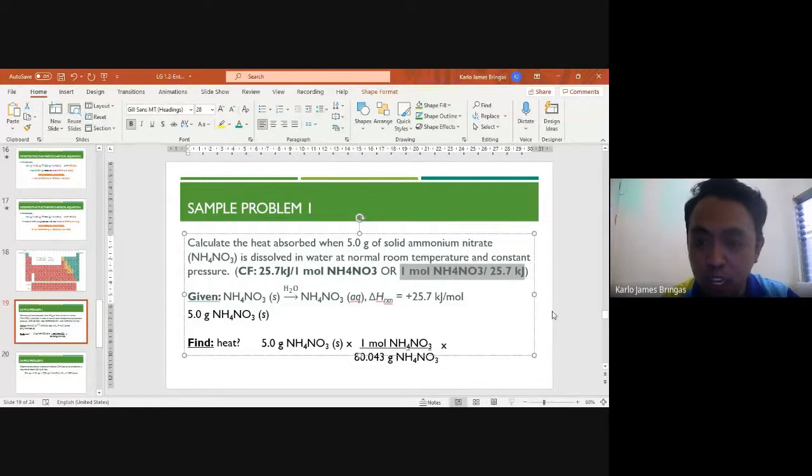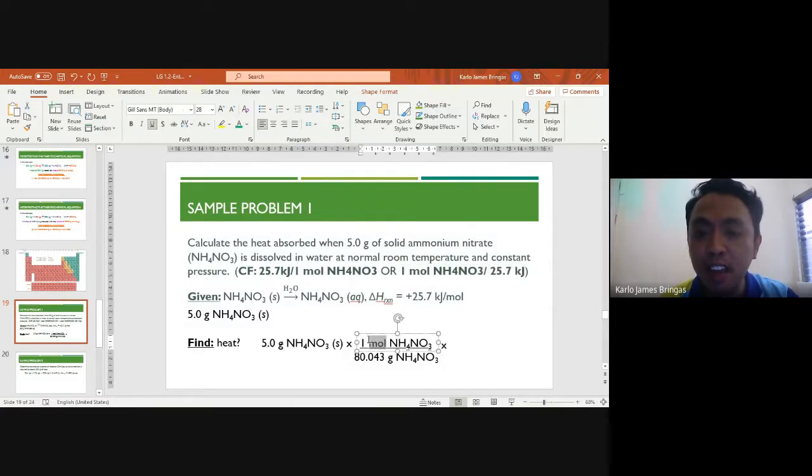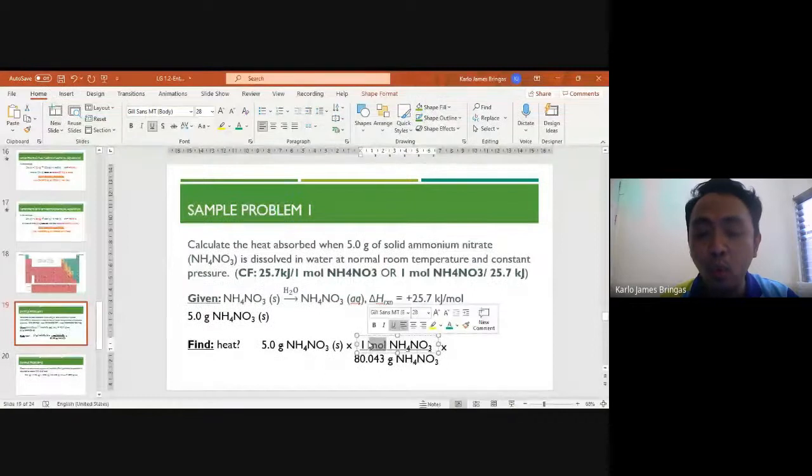So which one do we choose ngayon? Again, the idea here for us to be able to get the correct answer is that whatever conversion factor we choose, it has to be written such that ika-cancel out niya ang unwanted na unit. The unwanted unit here is the mole, since ang ating hanap is the heat. And alam naman natin na ang heat, ang unit niya is either joule or kilojoule.